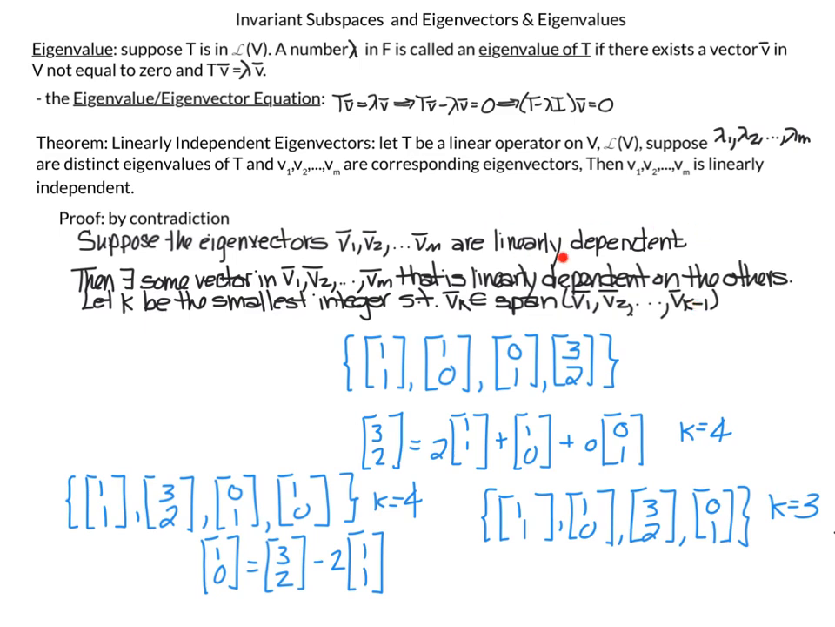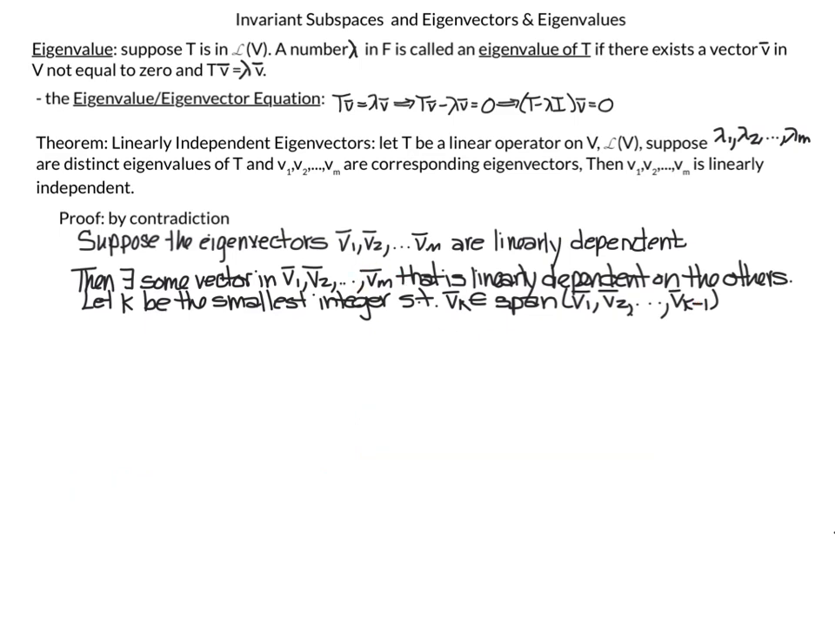But as long as they're linearly dependent, you're always going to have some smallest k that is in the span of the previous k minus 1 vectors. And at the very worst, because they're linearly independent, k is equal to m. Okay, no pun intended. We're back where we are here.